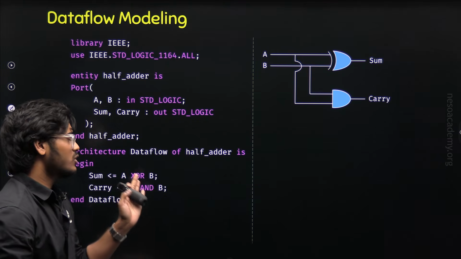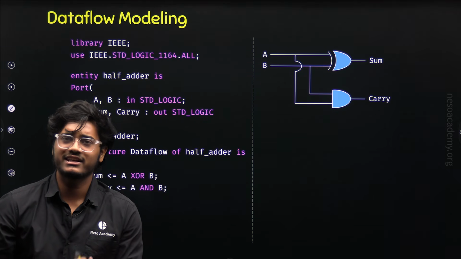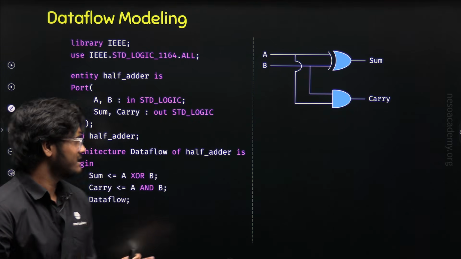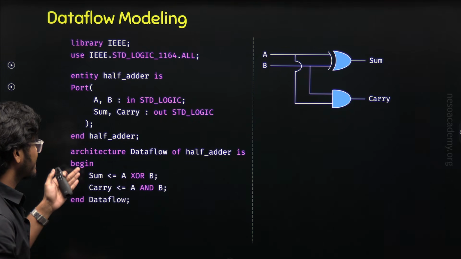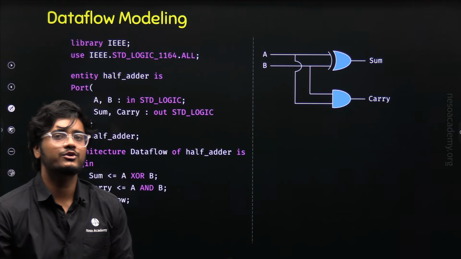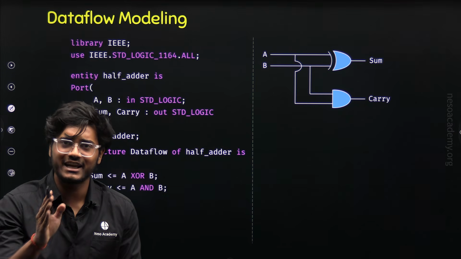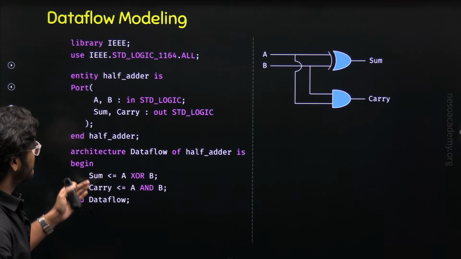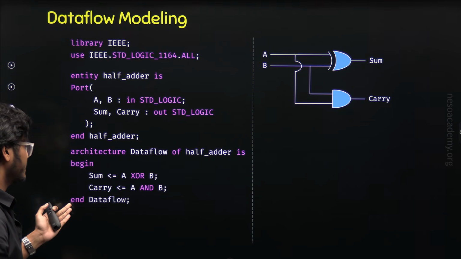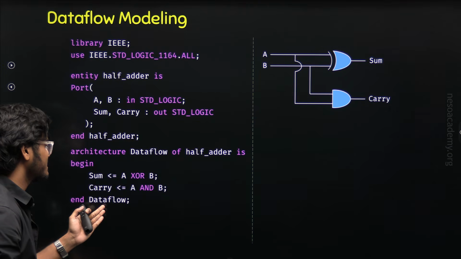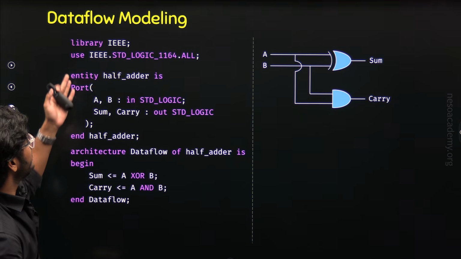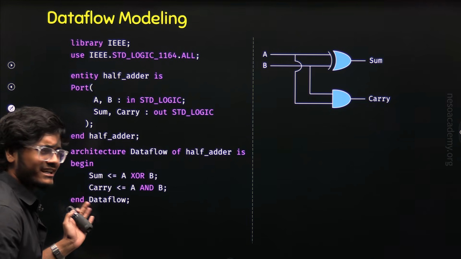So, in data flow modeling, we can simply write the Boolean expressions. And I hope you remember that we have already discussed that in data flow modeling, we use concurrent statements, meaning both of these expressions will execute simultaneously, at the same time. After the Boolean expressions, we can simply end this architecture using the keyword end and the name of the architecture, dataflow. So, I hope you understand this VHDL code for data flow modeling.